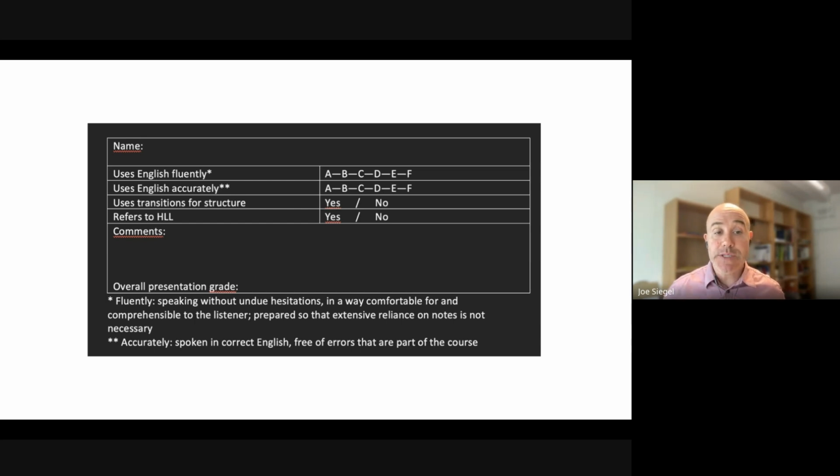So I say fluency means speaking without undue hesitations in a way comfortable for and comprehensible to the listener. This presentation is prepared so that extensive reliance on notes is not necessary. So they can use notes for their presentation, but I've tried to word it in a vague way so that they know you can't only read from the notes, but you can also use them as a reasonable support. So I've tried to define what I mean by fluency. The same thing with accuracy: spoken in correct English, free of errors that are part of this course, because it's a course that involves a language learning component.